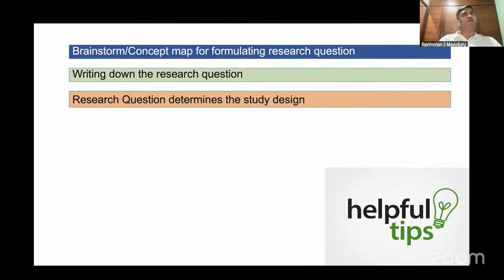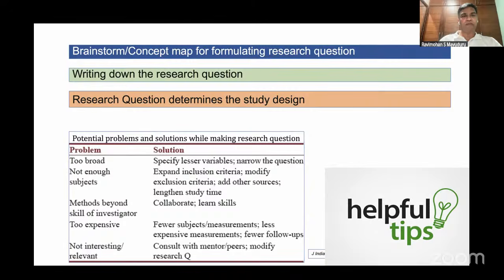And these research questions also determine the type of the study. Suppose you want to know whether it's an RCT or a case control or a cohort study, all of these studies you will be covering in detail in the biostatistics part, but the research question would actually determine what type of study it would be eventually.